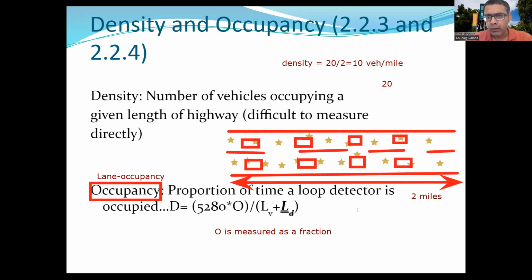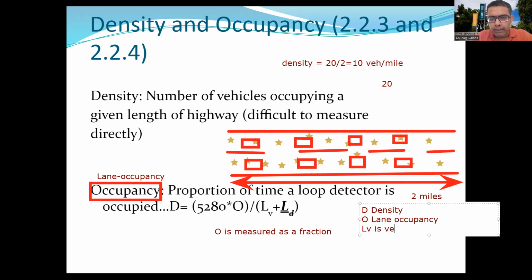So here, D is density. That's what I'm trying to derive, because it's hard to measure directly. So I'm relying on loop detectors to measure my density. My O is occupancy, or I should probably be careful here and say lane occupancy, and it's measured as a proportion of time. So it's just a fraction, like 0.1, 0.2.